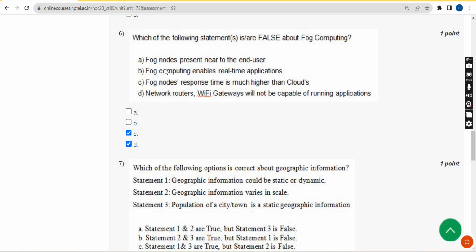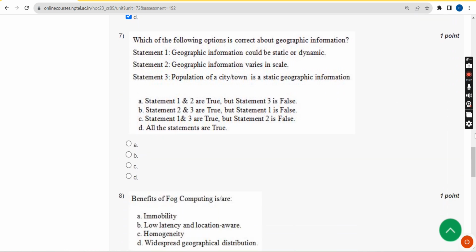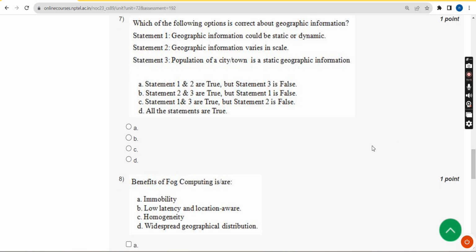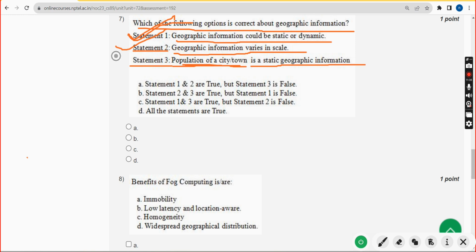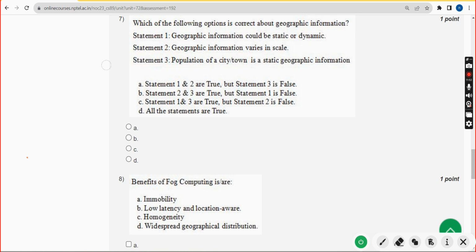Now let's move on to the seventh question. Which of the following options is correct about geographic information? Statement one, geographic information could be static or dynamic. It is a correct statement. Statement two, geographic information varies in scale. It is also correct. And the third one, the population of a city or town is static geographic information. It is false, guys. It is actually dynamic, but they have given static, so it is false. So the answer is option A. Statements 1 and 2 are true, but statement 3 is false.